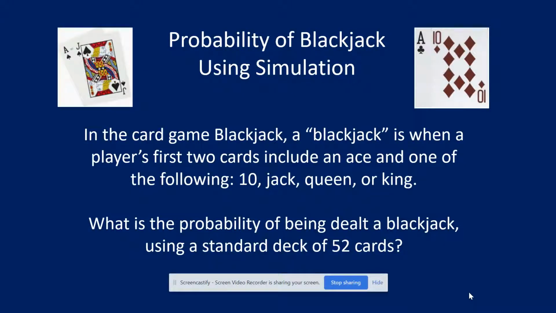Hi, it's Professor Dickerson. I'm going to show you how to use simulation to estimate an interesting real-world probability.